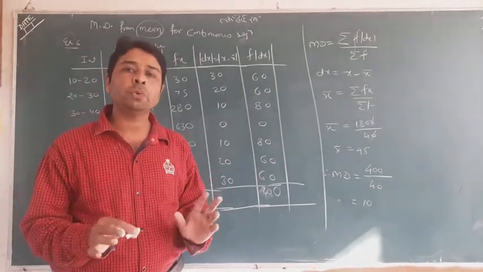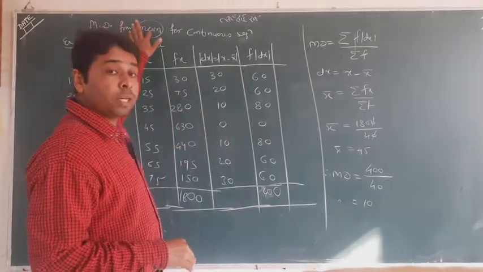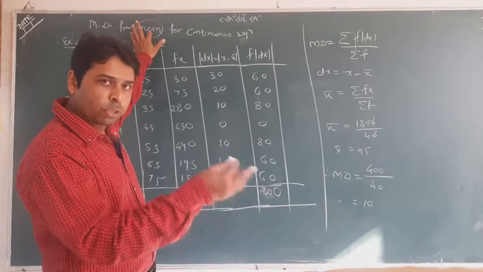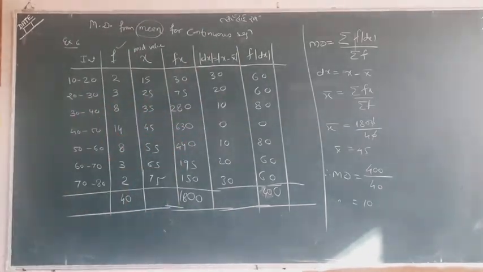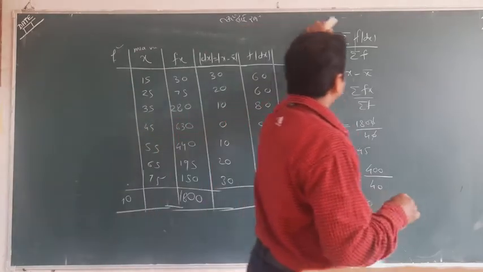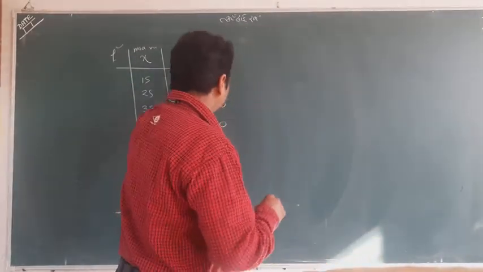For mean deviation from mean, you need the mean. If mean deviation from median will come, as we are going to start right now, the median is needed. Okay. So let me wrap this and do the next question. We'll start mean deviation.